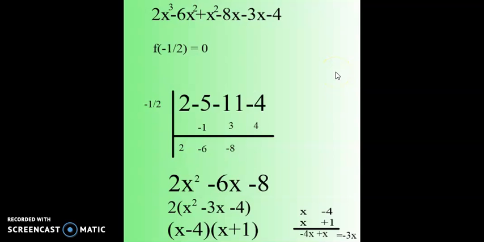I would like to show you also an alternate method. If you had used f of negative half and you got 0, and you substituted the negative half, and you calculated, you would have gotten 6x squared minus 6x minus 8. The common factor is 2. I'll be left with x squared minus 3x minus 4. Then when I factorize this, I will end up with x minus 4 into x plus 1.